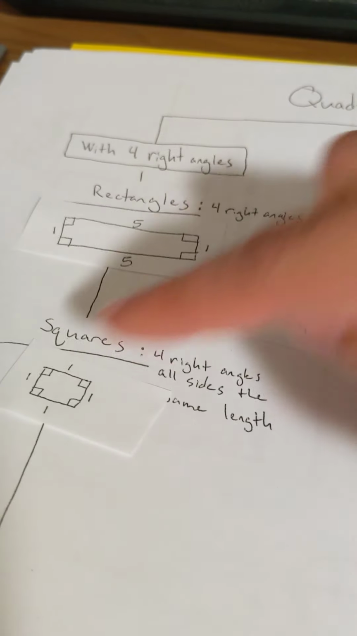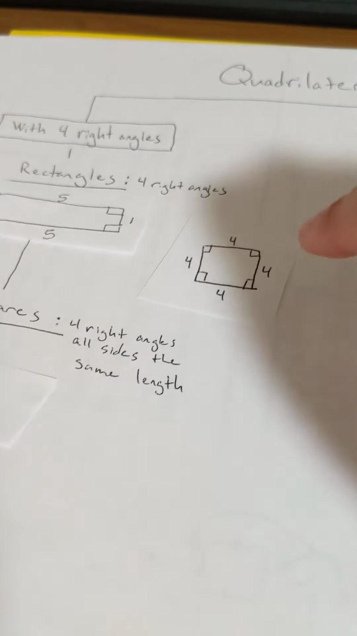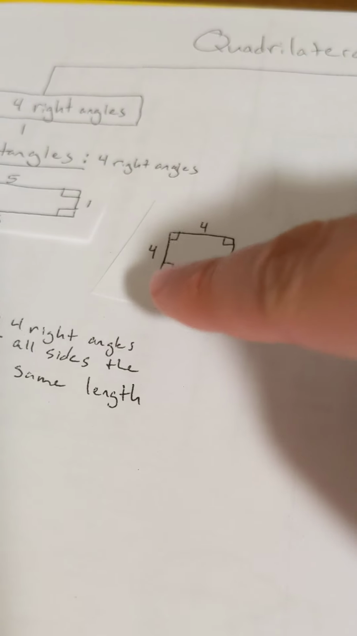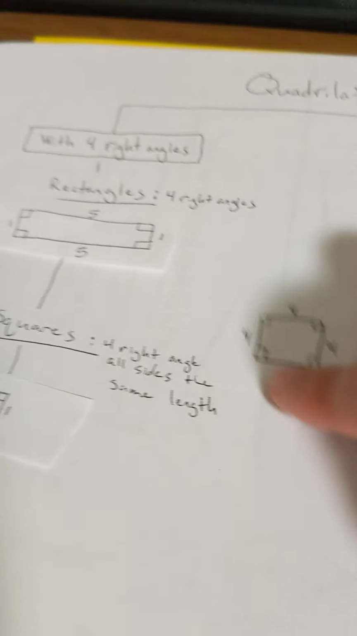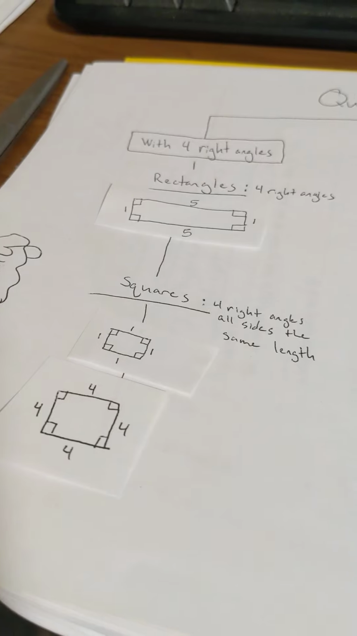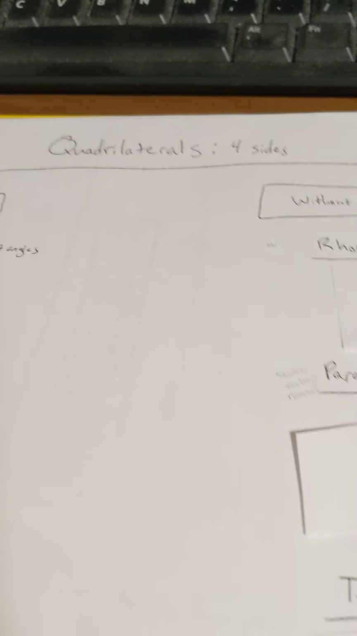Is it also a square? Let's find out. Squares have the same lengths. All their sides are the same length. Are all these sides the same length? Here's 4, 4, 4, and 4. So yeah, it's also a square. It's a rectangle and a square. Pretty cool. Okay.